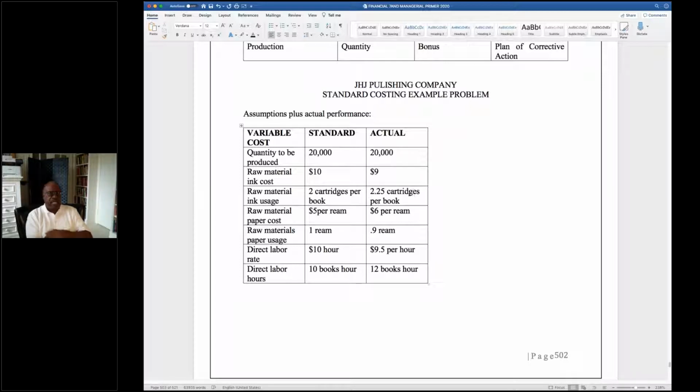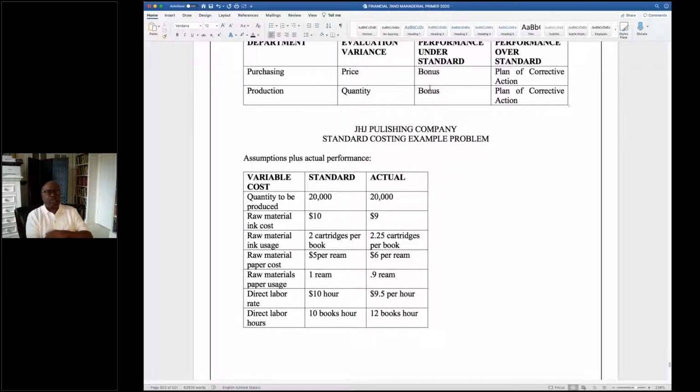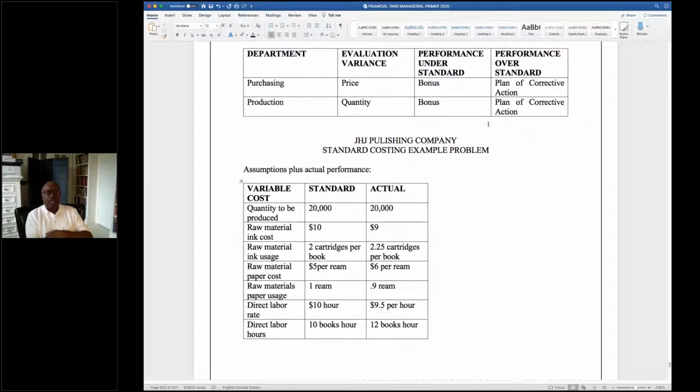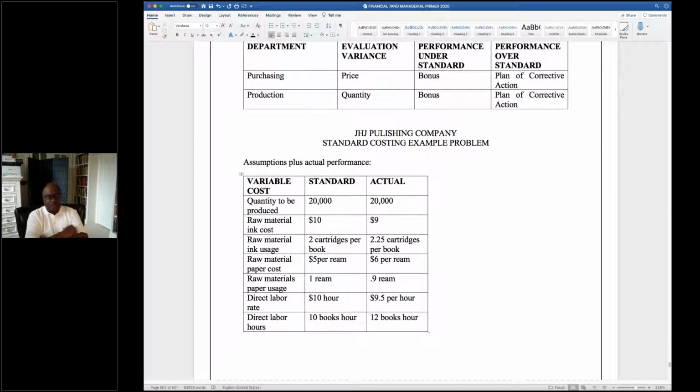So when you're running the company, you want to compare actual to standard, and you want to motivate people when they're meeting the standard. You want to give them a bonus. But if they're over the standard, you want to plan a corrective action so that they can meet that standard. That's how you run a company. Any questions?